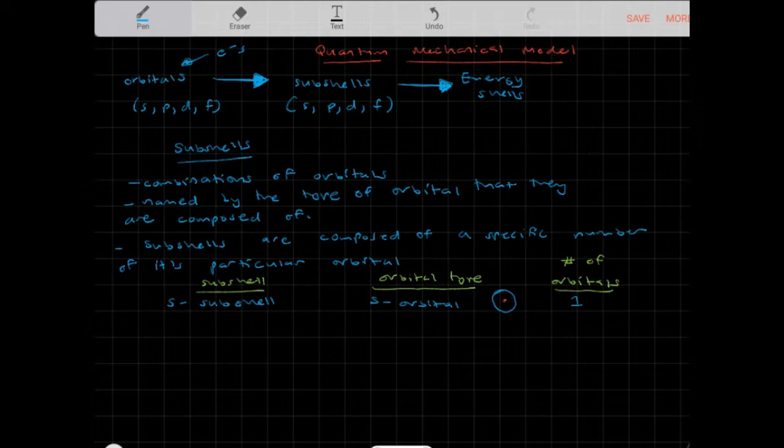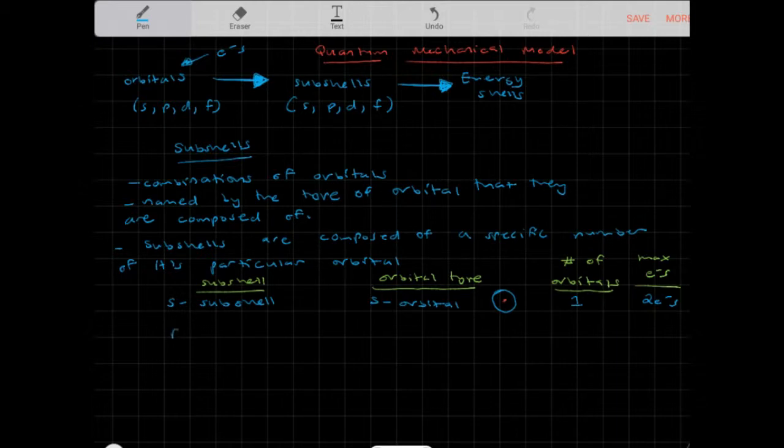We know that each orbital will hold a maximum of 2 electrons. So say we're looking at the max number of electrons that you can hold in each of these subshells. Because the S subshell is basically composed of one S orbital, you can only hold a maximum of 2 electrons. Right? Because remember, each orbital can hold a maximum of 2 electrons.